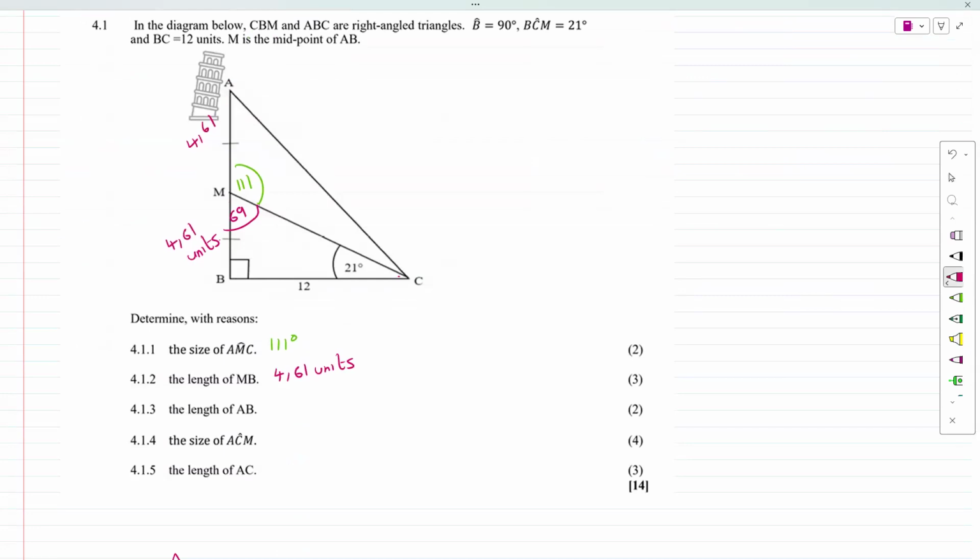They want the length of AB. So AB is the total. So AB is going to be equal to 4.61 plus 4.61.